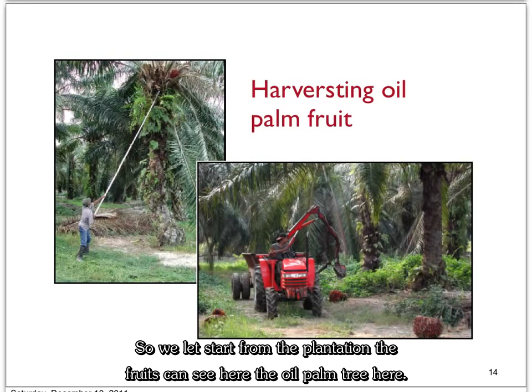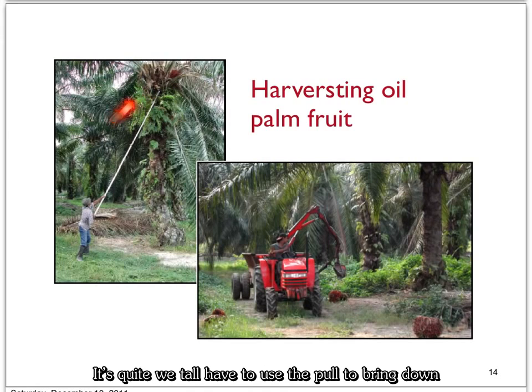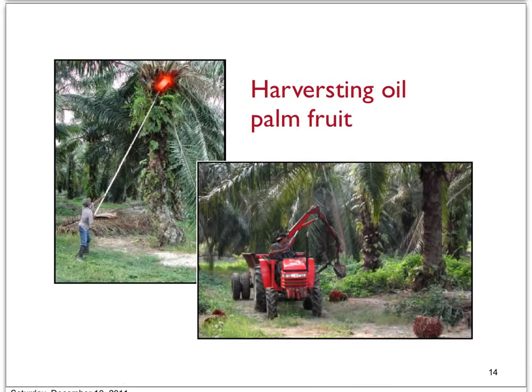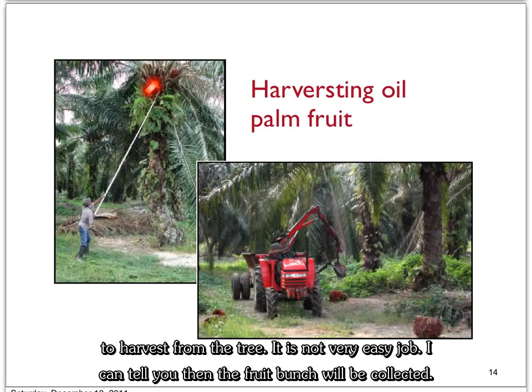So the story starts from the plantation. You can see here the oil palm tree is now quite tall, so we have to use a pole to bring down and harvest the fruits from the tree. It's not a very easy job, I can tell you.